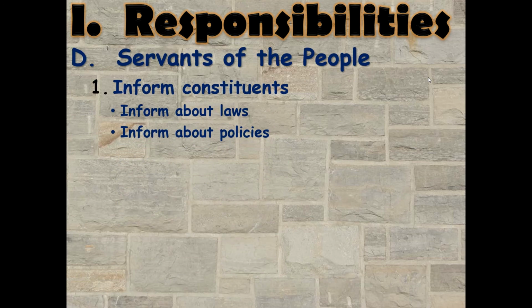Okay, so another responsibility that members of Congress have: they are servants to the people, and it's their job to help inform their constituents. They're going to inform them what's going on in Washington. They are the connection that people have to Washington, D.C. Our representative, Sam Graves, has offices throughout northern Missouri, and he has people that work in those offices. He can be our connection to Washington, D.C.